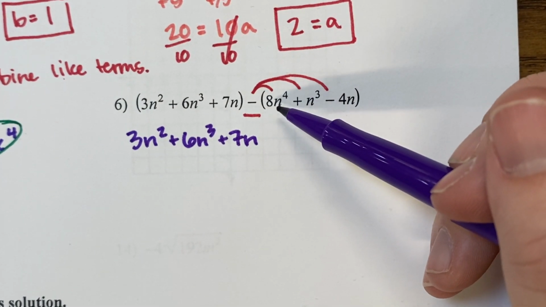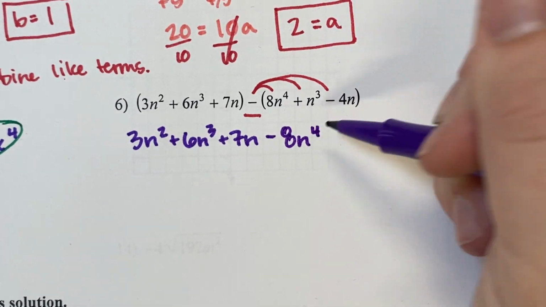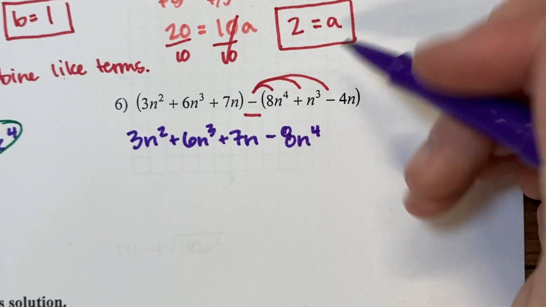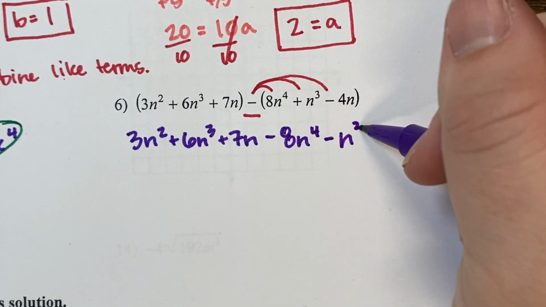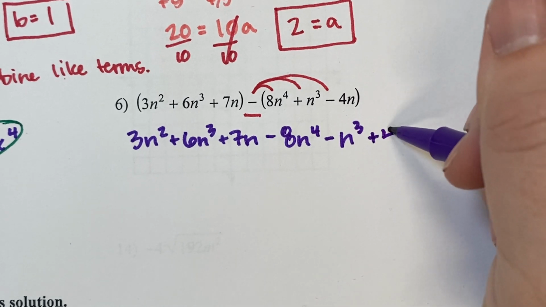This was positive 8n to the 4th. Now it's negative 8n to the 4th. This was positive n cubed. Now it's negative n cubed. And this was negative 4n. Now it's positive 4n.